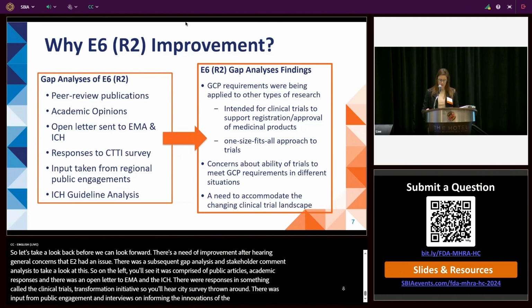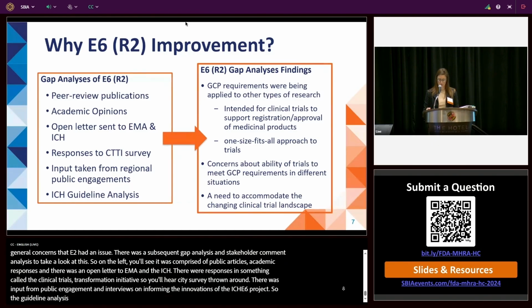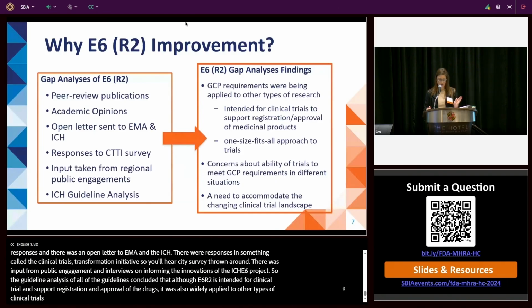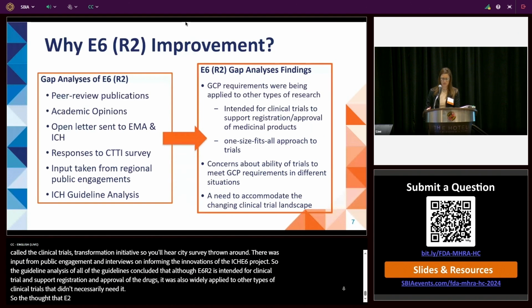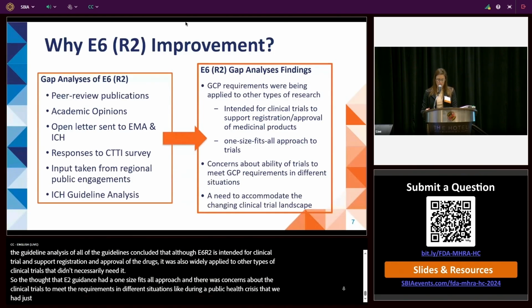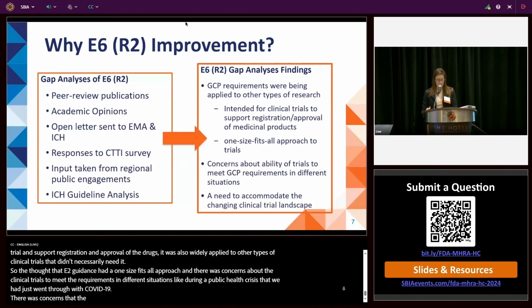So the guideline analysis of all the guidelines concluded that even though E6R2 is intended for clinical trials to support registration and, hopefully, approval of these drugs, it was also widely applied to other types of clinical trials that didn't necessarily need it. So the thought was that E6R2 guidance had more of a one-size-fits-all approach, and there were concerns about those clinical trials meeting the GCP requirements in different situations, like during a public health crisis, like we just went through with COVID-19. There were concerns that the GCP requirements were being applied where it's not applicable, and we really needed to accommodate the changing clinical trial landscape.